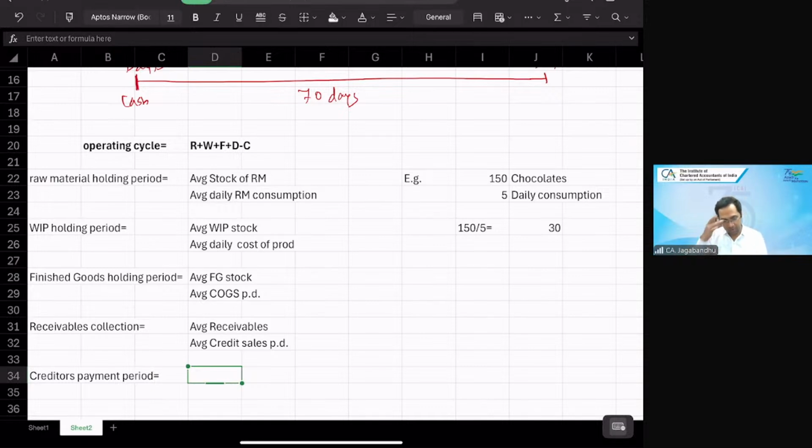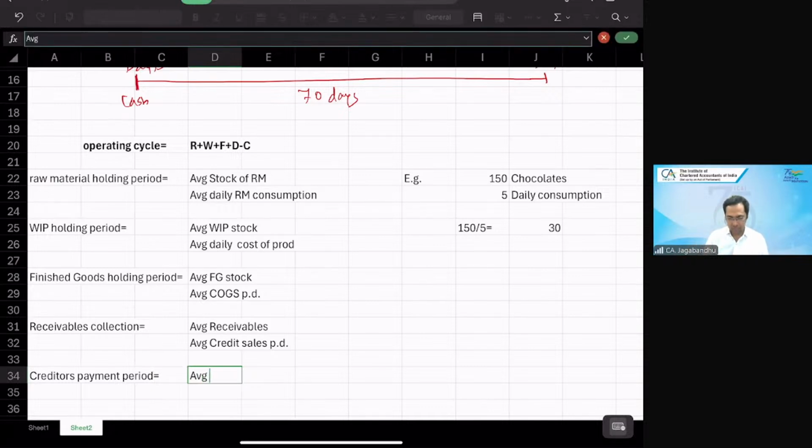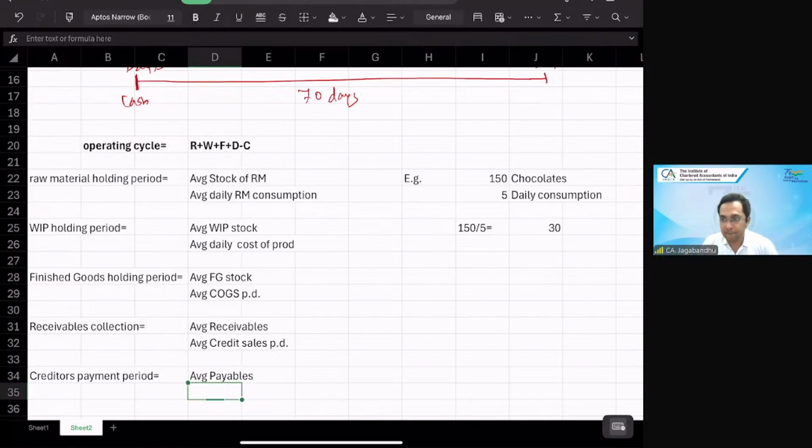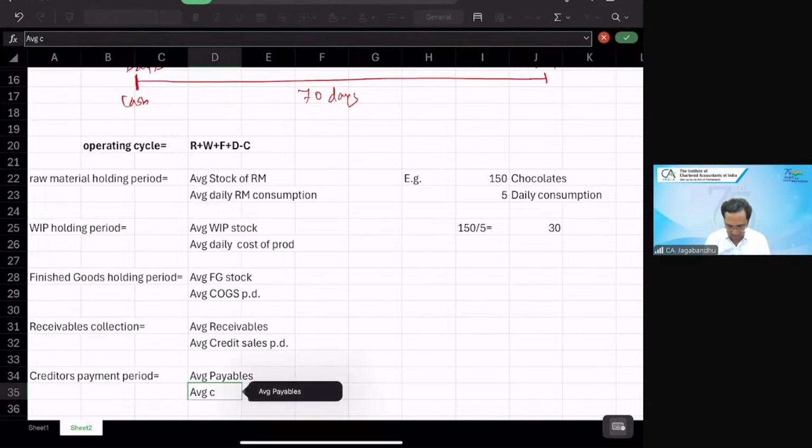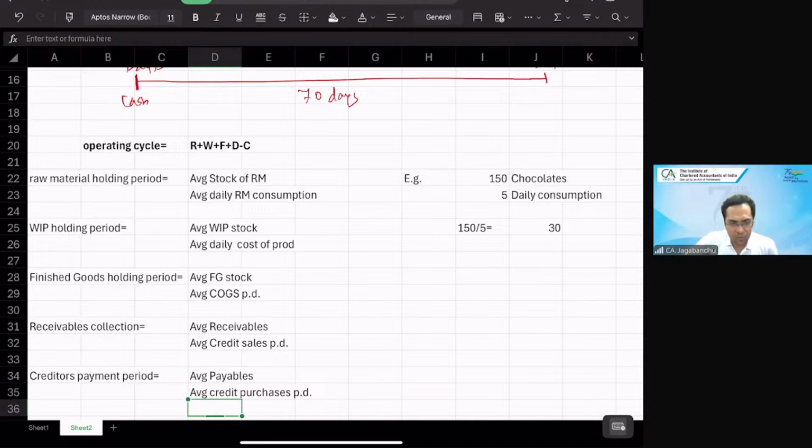What do you think? What will be the formula for creditors payment period? Hence, it will be average payables upon average credit purchase per day. Right? So average credit purchases per day. Now we have a lot of per day sort of thing over here.